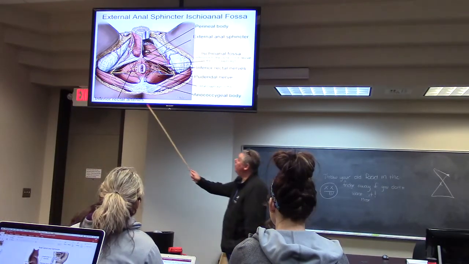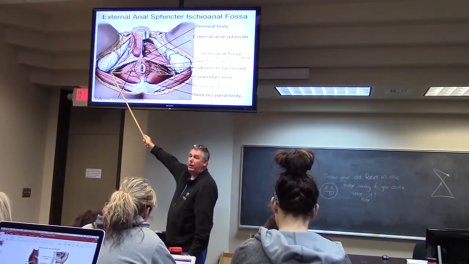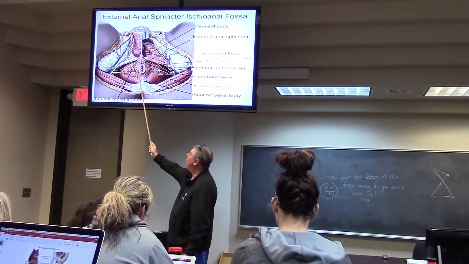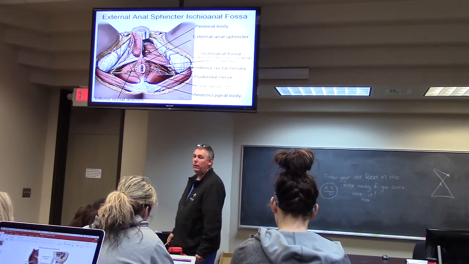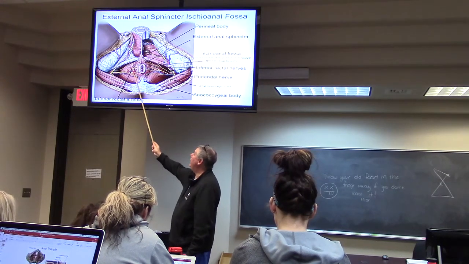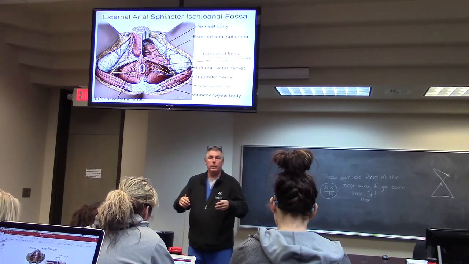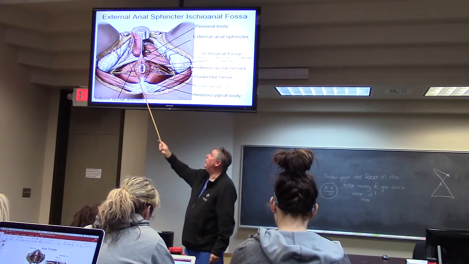You can see the pudendal nerves coming through the lesser sciatic foramen right here. One of the first branches that come off of the pudendals are the inferior rectal artery, vein, and nerve. These things are located in the fat, and they go over towards this structure here.